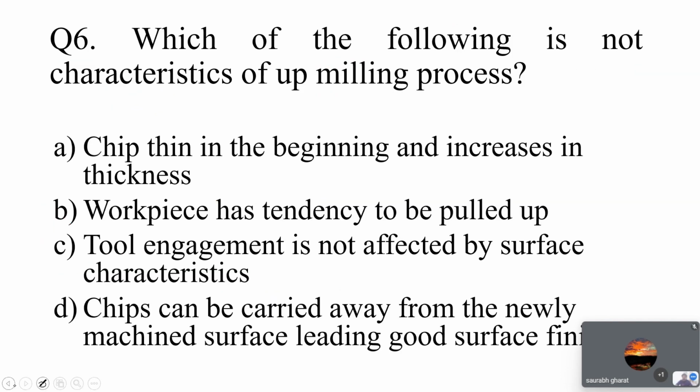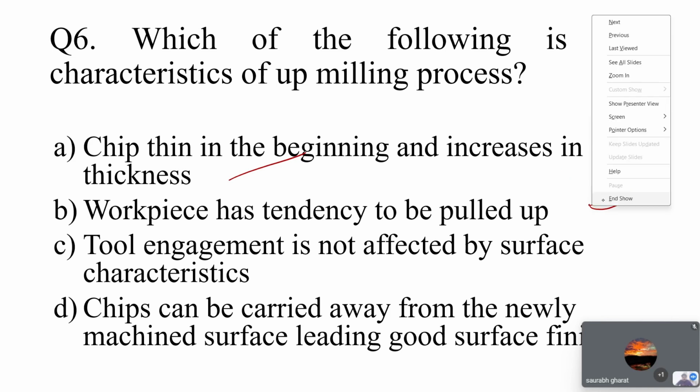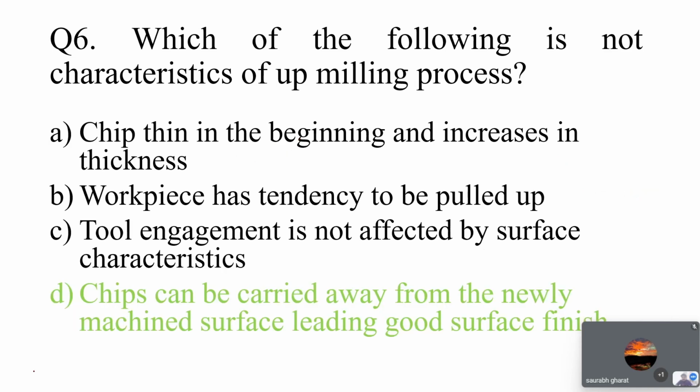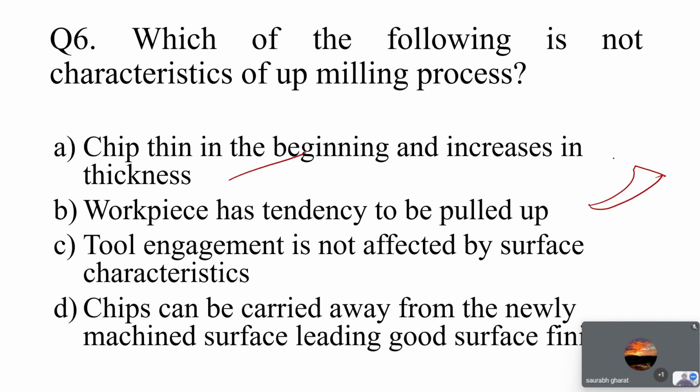Which of the following is not a characteristic of the milling process? The chip is thin in the beginning and increases in thickness. This is correct because of the way the chip is formed in milling. This kind of chip begins with a point and ends with increasing thickness. Next, it has a tendency to pull down. This is again correct.